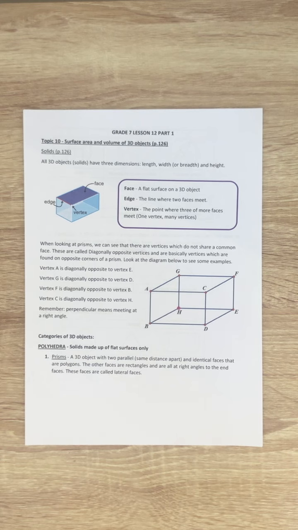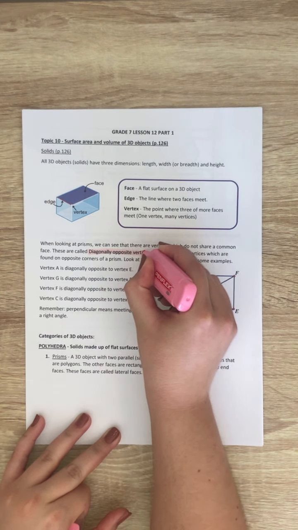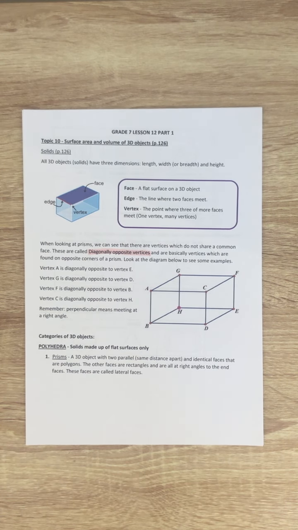Now it says, when looking at prisms, we can see that there are vertices which do not share a common face. These are called diagonally opposite vertices. Now I'm going to highlight that term, because it is very important. You do need to be able to give me diagonally opposite vertices. And these are basically vertices which are found on opposite corners of a prism. Look at the below diagram to see some examples.